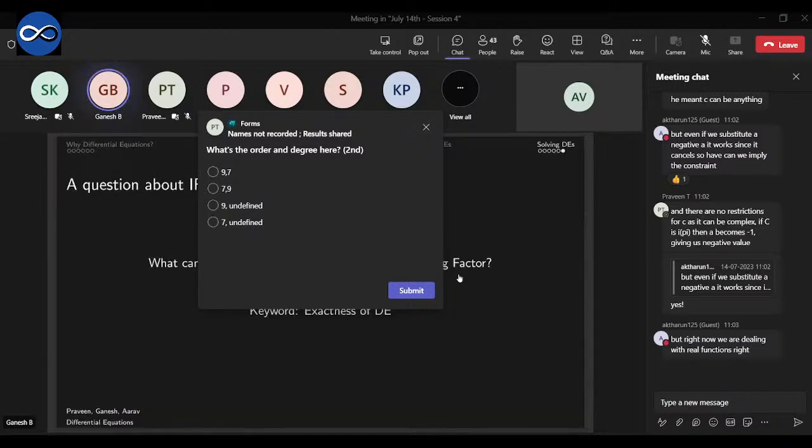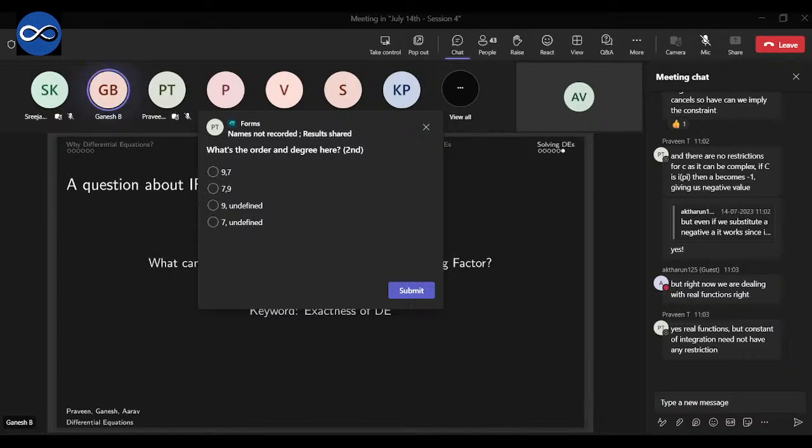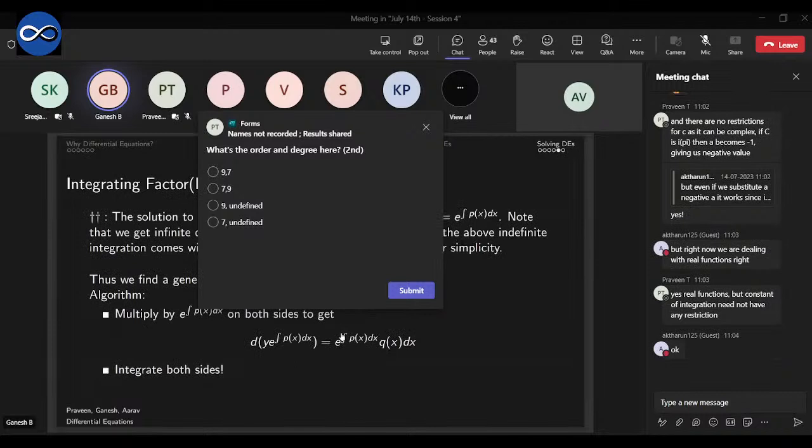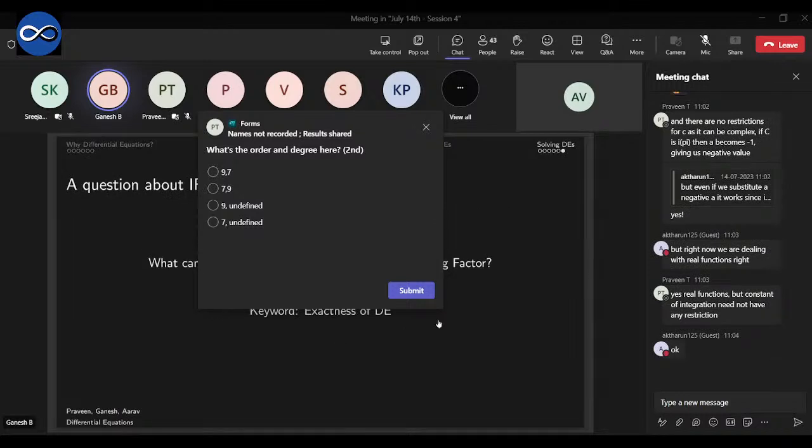And I think this is the last slide. What can you say about the existence of an integrating factor? How can you always be so sure that there exists an r of x such that this could always be turned into an exact differential? That is something I would leave you to ponder upon.